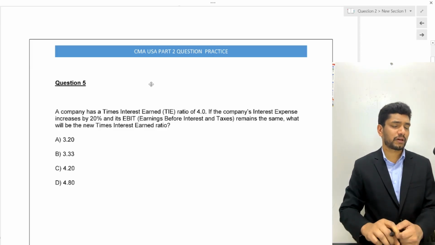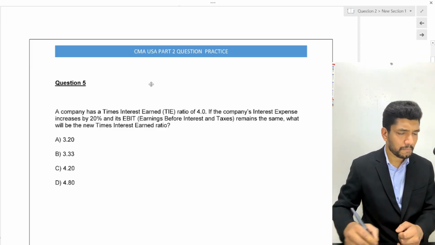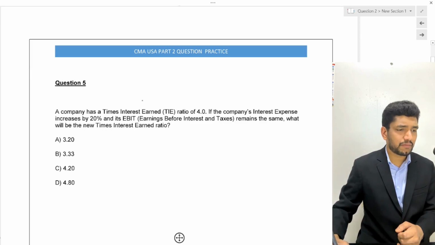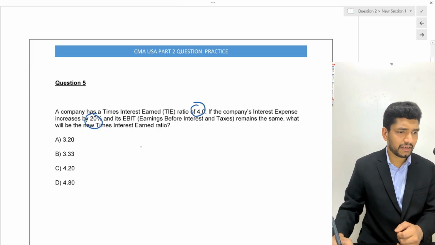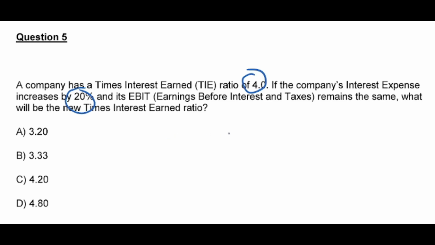So let's move to question number 5. A company has a times interest earned ratio of 4. If the company's interest expense increased by 20% and its EBIT, earning before interest and tax, remains the same, what will be the new times interest earned ratio? So how will we calculate? Currently its times interest earned is 4 and its interest expense increased by 20%. And the EBIT remains the same. So what will be the new times interest earned ratio?